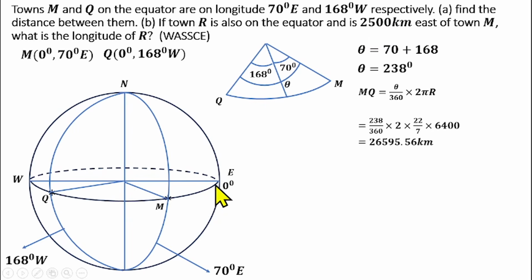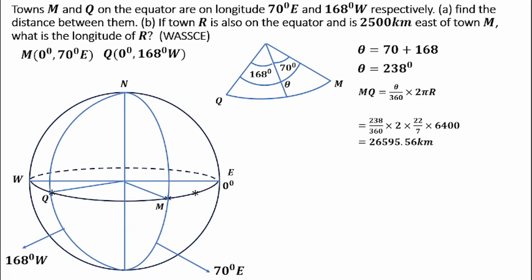So this is the east of this M here, around somewhere here. So that means there's going to be another point here. Let's call it R. Let's say, assuming it is here, but you are told that R is on the equator, east of this town M. So that means I can put it here.